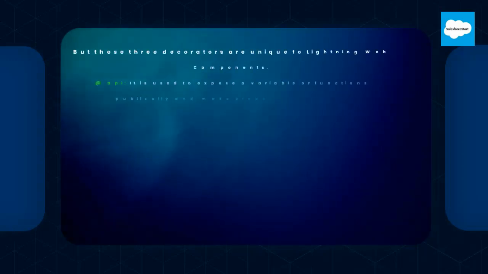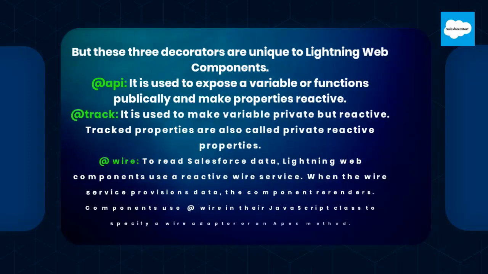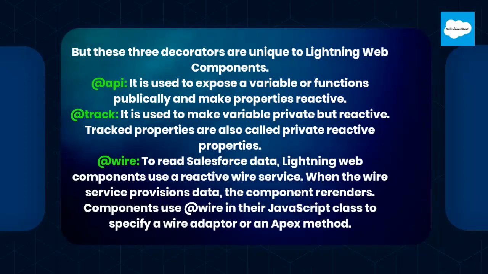@api is used to expose a variable or function publicly and make properties reactive. @track is used to make a variable private but reactive. Tracked properties are also called private reactive properties.